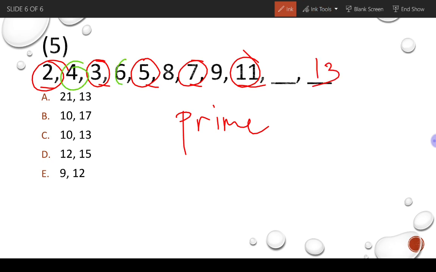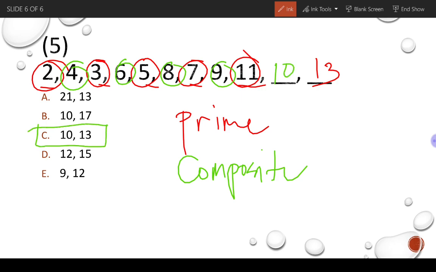Next, we have 4, 6, 8, 9. So, kung mapapansin nyo, it's a pattern of composite numbers. We have 4, 6, 8, 9. So, ang susunod dito will be 10. So, we have 10, 13. So, ang sagot natin is letter C.